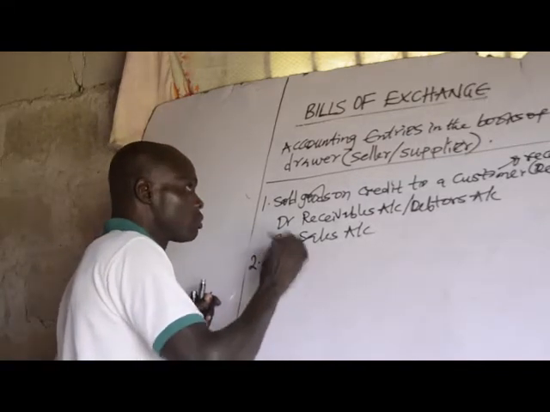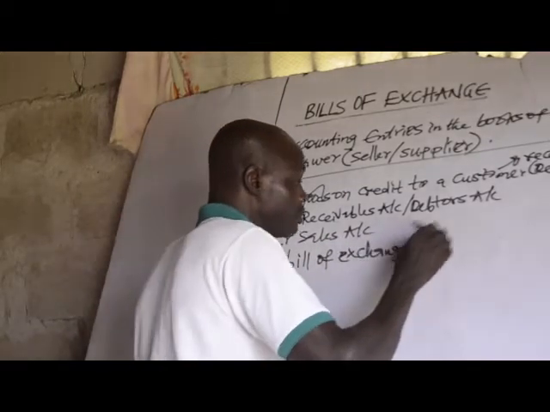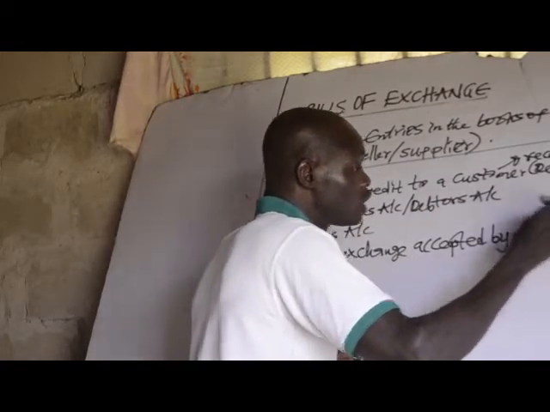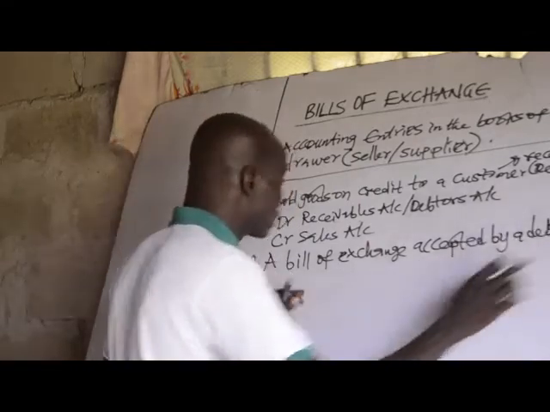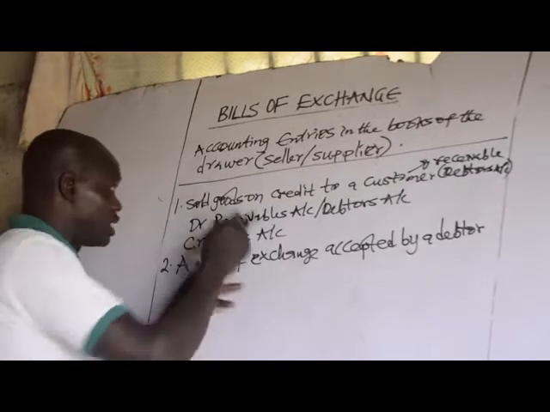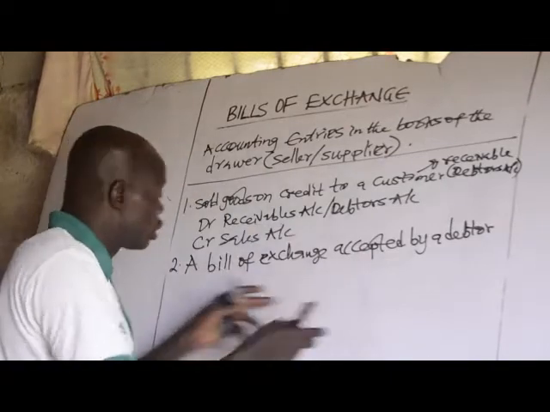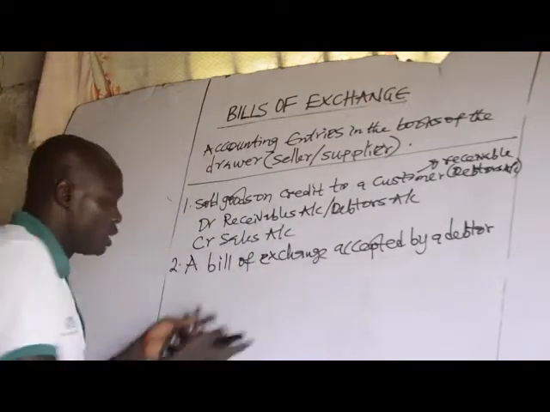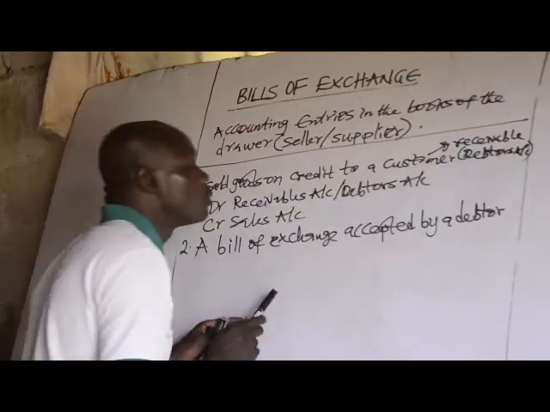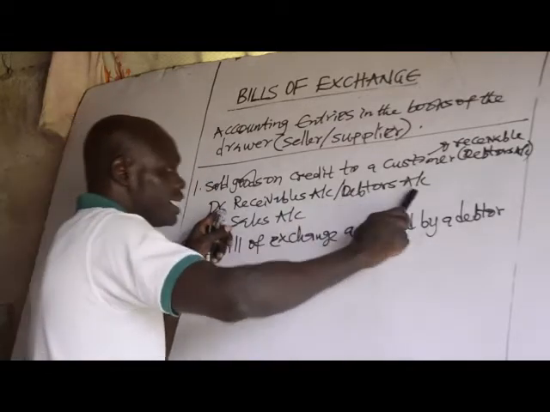A bill of exchange accepted by a debtor. I've told you that goods have been sold on credit to the debtors, then the creditor, that is the drawer, which is the seller, has drawn a bill instructing the debtors to pay the money owed at a determinable future time. Once the debtor has accepted the bill, his debt has been discharged.